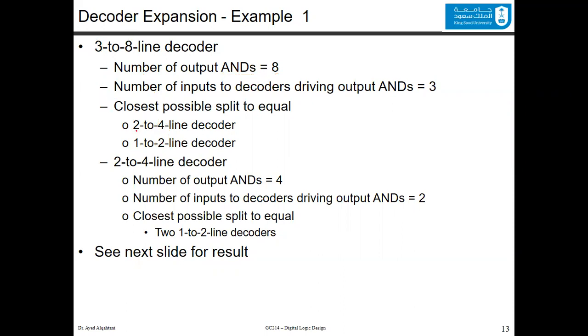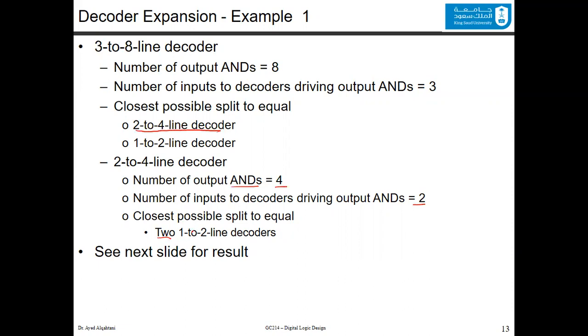Now, the 2 to 4 line decoder, this one, now we are going in a nested tree. We will apply the same rule that we are applying to the 3 to 8 to the 2 to 4 line decoder. The number of outputs here are 4, which will be the number of ANDs as well. And the number of inputs are 2. And we could build the 2 to 4 line decoder, as we explained in a previous slide, using 2 1 to 2 line decoders.